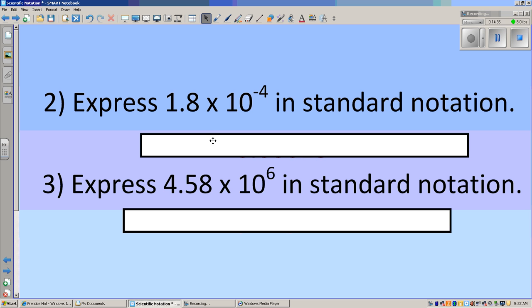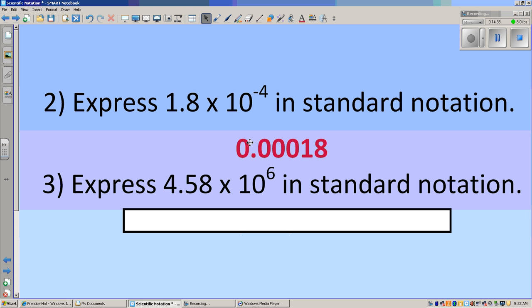So we should end up with the number 0.00018. We've taken this decimal and we're moving it to the left 4 units. 1, 2, 3, 4. You can fill in these empty spaces with zeros. Sorry for writing on top of that, but you get the idea. All right, so if it's raised to a negative 4 power, we know we're going to end up with a very small number when we're writing it in standard notation. I hope you're still taking notes.